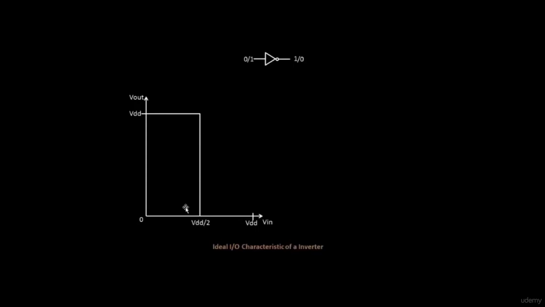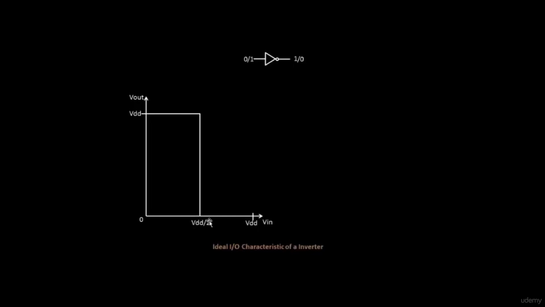Let me rephrase this graph. When your input is 0, your output is VDD. As you gradually increase your input from 0 towards VDD by 2 and towards VDD, your output voltage starts to decrease. Finally, when your input is in this area, your output voltage is completely 0. That's because your NMOS turns on, PMOS turns off, and all those things we have seen. So let's look into this particular area of the curve.